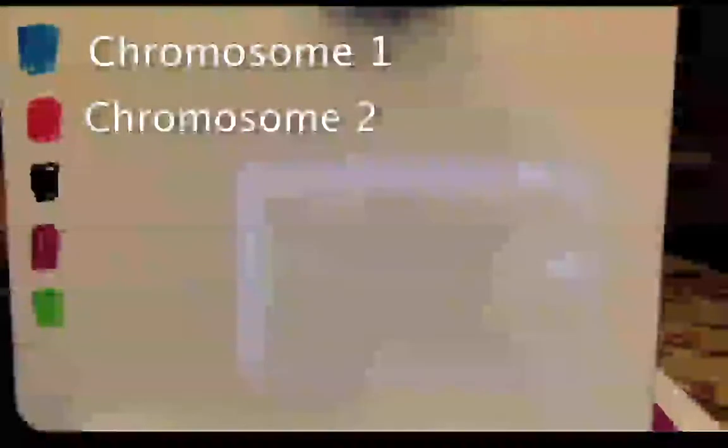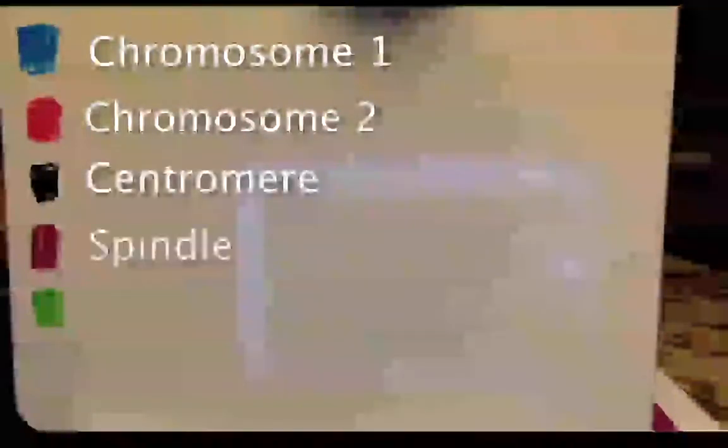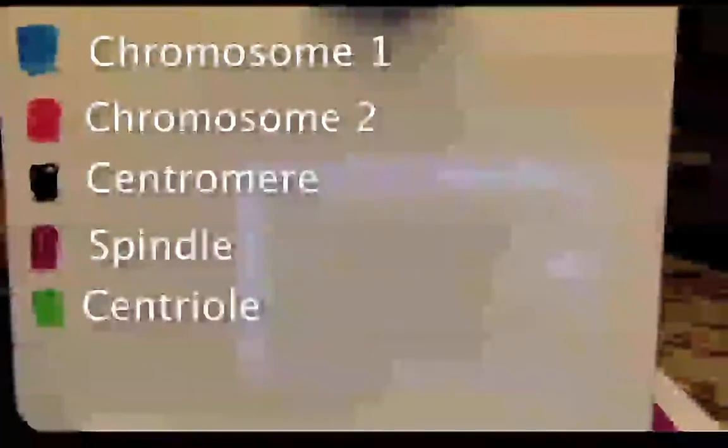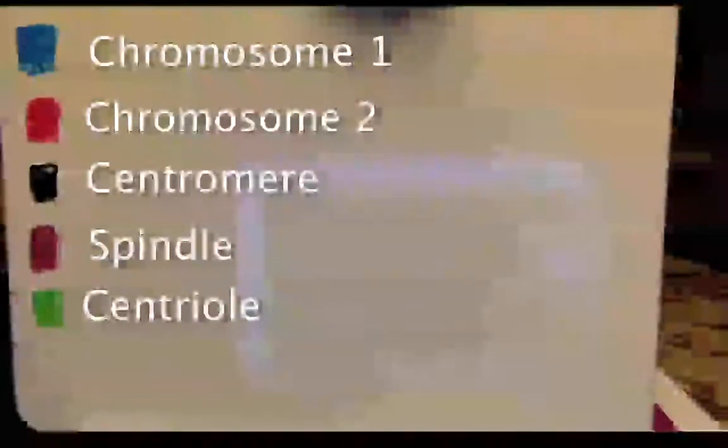Turn to the back of your paper. We will write down what happens in each stage of the cell cycle and draw the cell. Use a different color for each box in the key to represent 2 different chromosomes, the centriole, spindle, and the nuclear envelope, which is a membrane that surrounds the nucleus. I'll be representing chromosome 1 with the color blue, chromosome 2 pink, centromere black, spindle red, and centriole green.